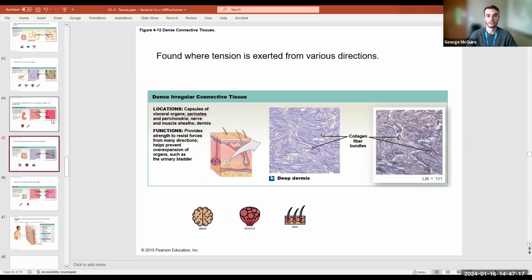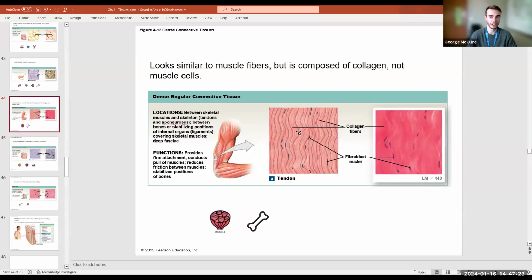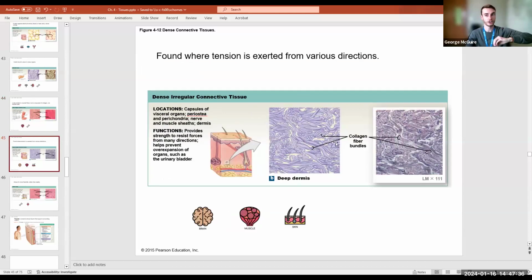We then have our dense irregular connective tissue. This regular connective tissue has linearity to it. We have end-to-end collagen fibers going in the same direction. So they'll be really good at resisting tension that follows that direction on either side. But our irregular connective tissue has these fibers in bundles in different directions, so it can resist tension and stretch in various directions.